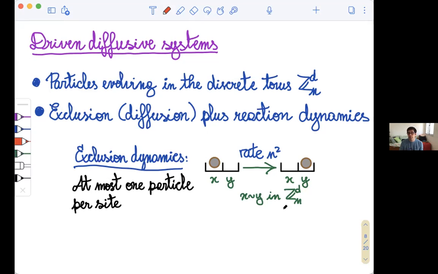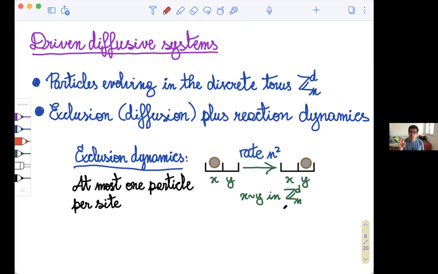And you jump among them with rate, instead of jumping with rate 1, I'm going to already introduce... so you see that in the discrete torus, I already introduce a parameter n. So n is a natural number, which is going to be the scale of the model. So as usual with these Markov chains, what we are going to be interested in is in the large scale limits of these Markov chains. Okay, and so n is going to be a parameter that we are going to send to infinity.